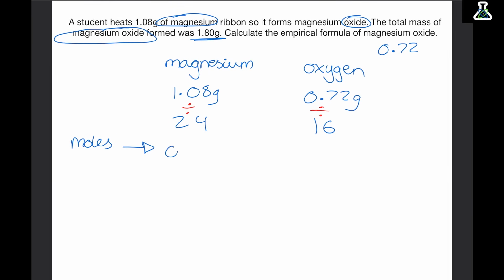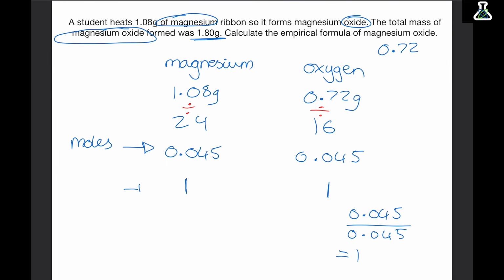So we get 0.045 and 0.045. So if we divide these both by the smallest number, which they both happen to be the same, so 0.045 divided by 0.045, and this gets us 1. So both of these are 1, and this is our ratio. So for every 1 magnesium, we have 1 oxygen.